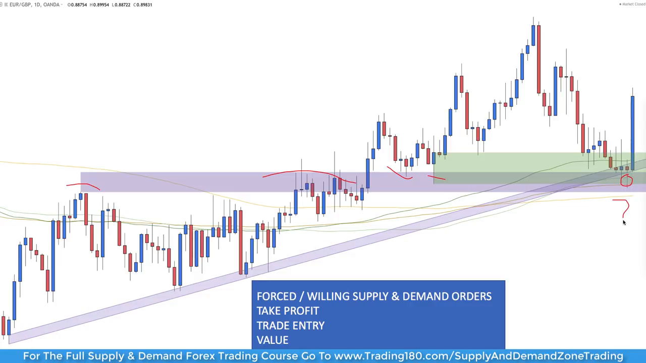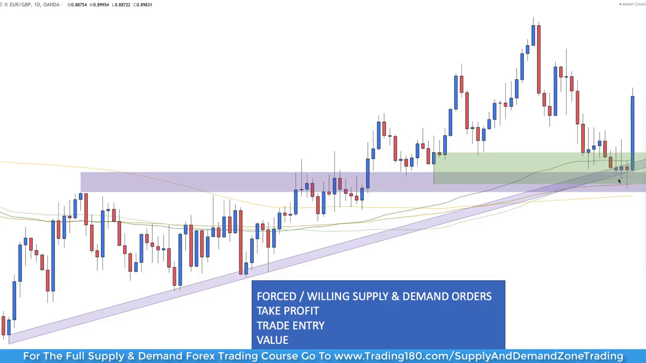So why would there have been more demand in this area, when we've had traders who went short here, take profit here? So these are buy orders. New traders who trade these levels of support and resistance, dynamic, diagonal and horizontal, buying. So that's demand, and then value, that's demand. Buy.